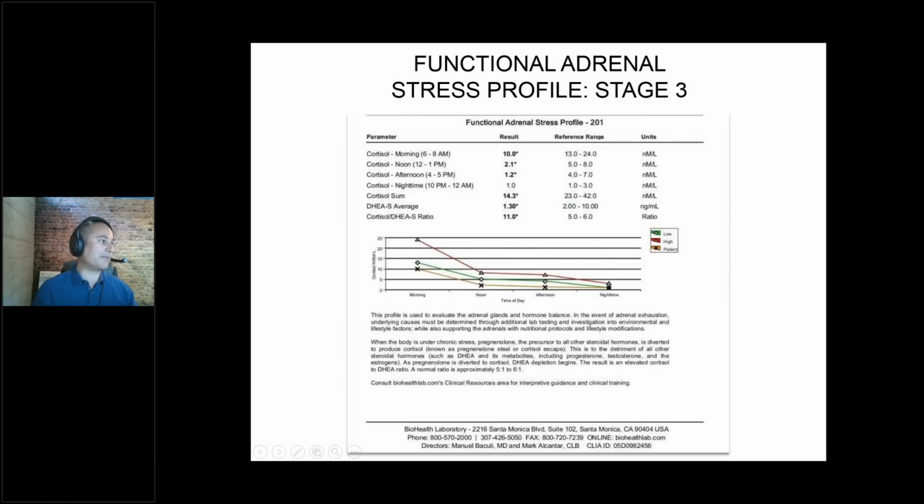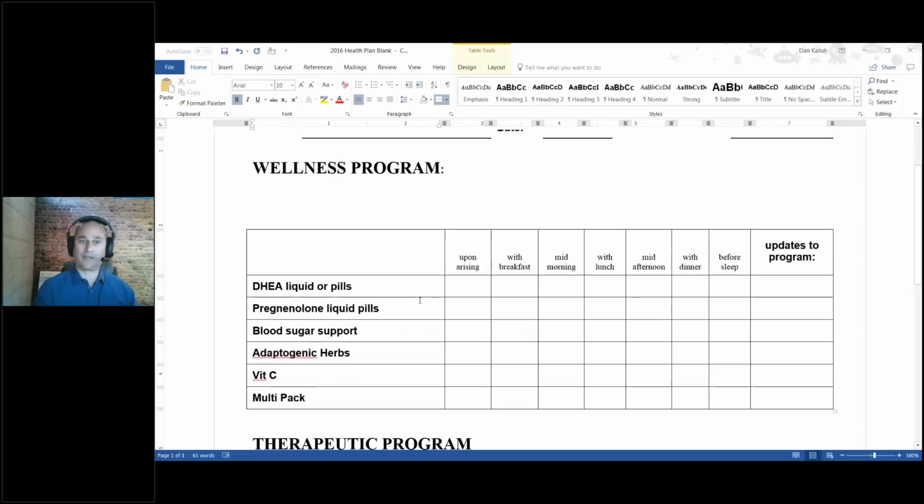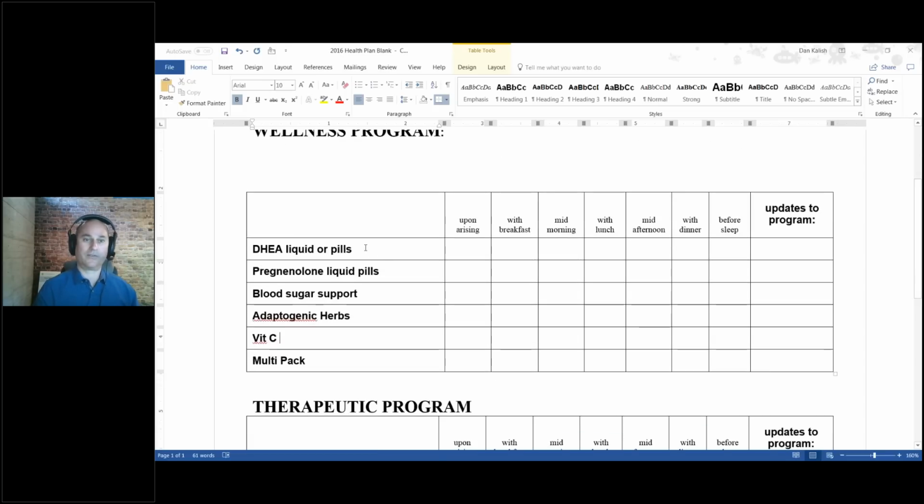Let's look at the actual program first, and then I'm going to do a stage 1 program first. So if you're using the DHEA in a liquid form, it would be 1 drop. If you're using it in a pill form, it would be 4 milligrams equals 1 drop. So you can do it either way with this.